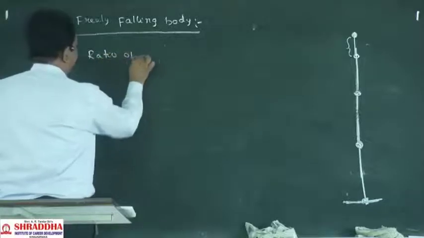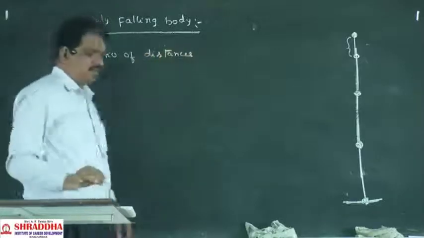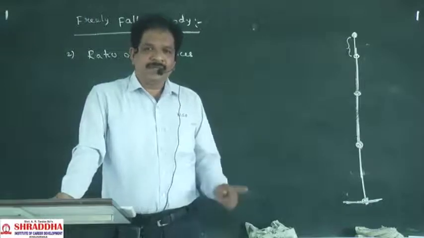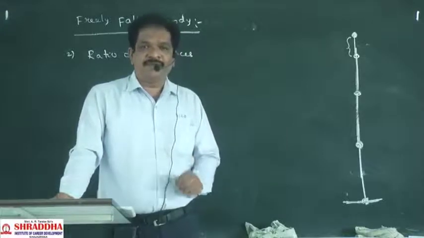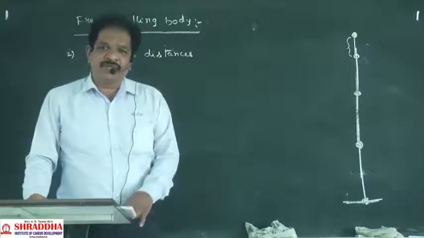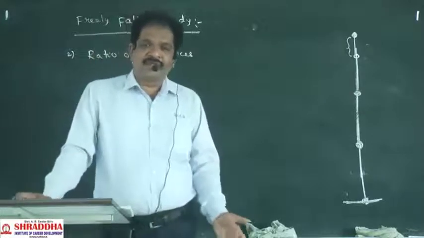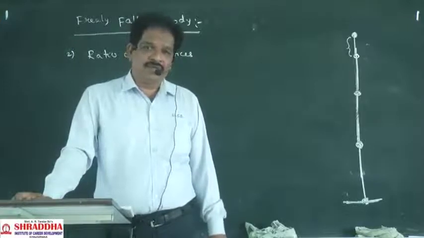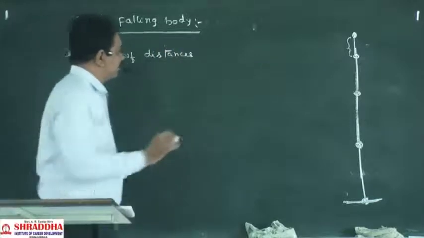Ratio of distances. Here we can use the term displacement or distance. Both will be correct, because the body is moving in a straight line. The name of the chapter is motion in a straight line. So if we consider that as distance or displacement, both will have the same meaning. Understanding? Yes. Okay.